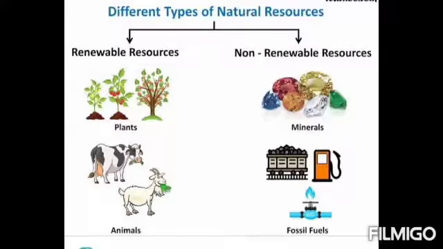The examples for renewable resources and non-renewable resources are given in the chart.